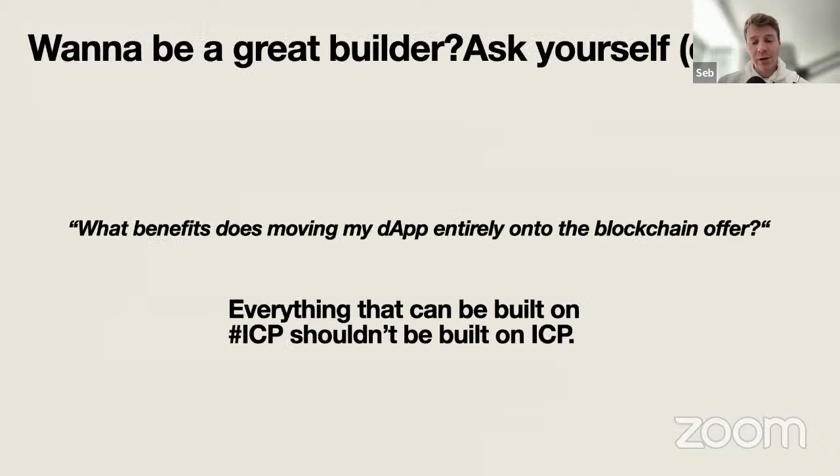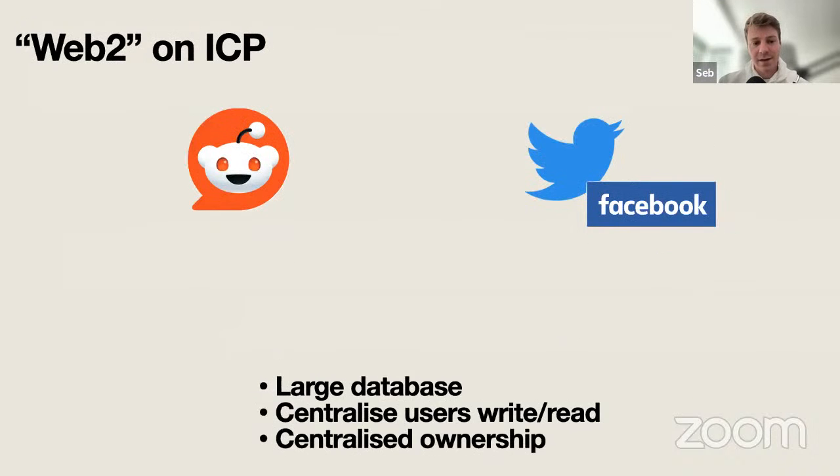Now I want to talk about how to become a great builder on ICP. Ask yourself every day when you wake up and you start to work on your app, what benefits do I get from moving my app entirely on the blockchain? Everything that can be built on ICP shouldn't be built on ICP. So actually think the other way around. What is not great to build on ICP? And so this is a common mistake that I see.